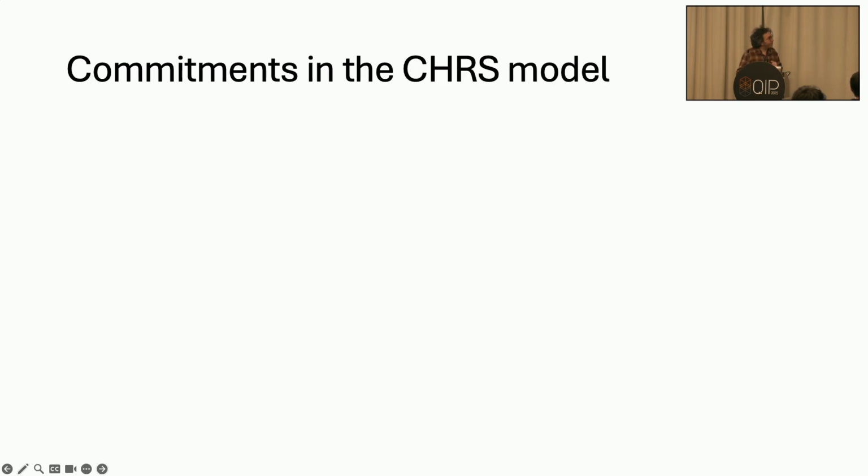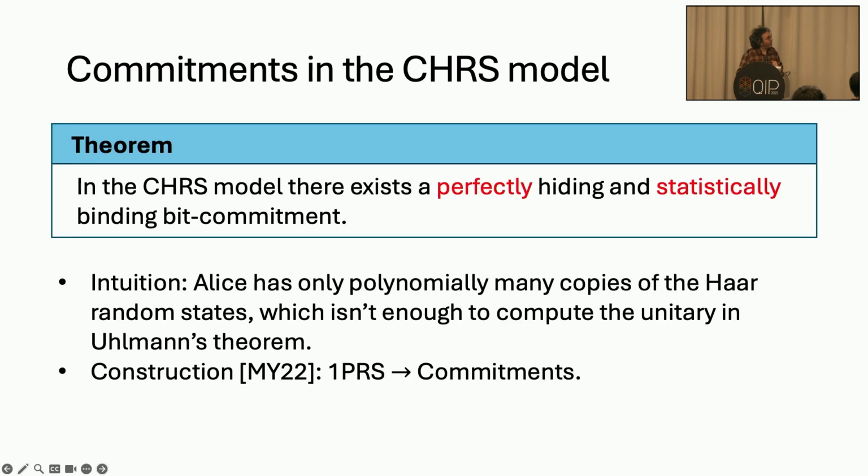Okay. And what we show is that in the CHRS model, there exists a perfectly hiding and statistically binding bit commitment. Meaning no matter what Alice's computational power is, as long as she has only polynomially many copies, the scheme will be binding. And what's the intuition? That's at least my interpretation.